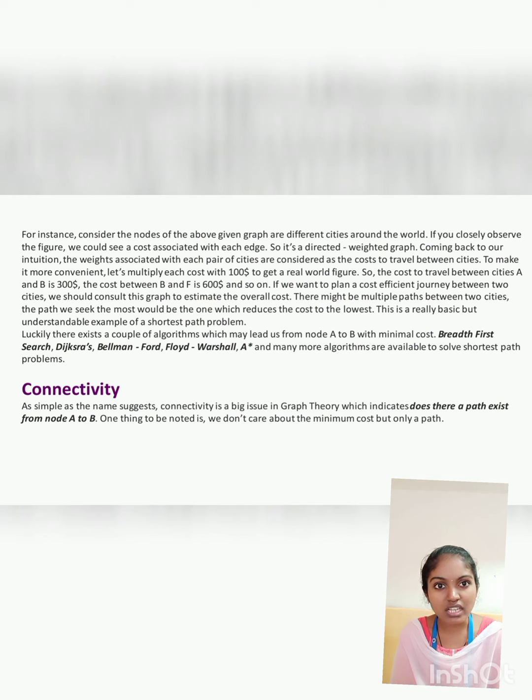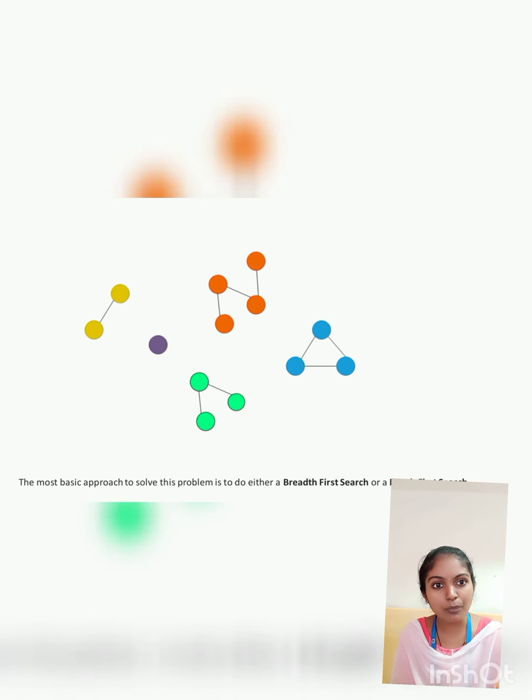Coming to the second one, connectivity. As simple as the name suggests, connectivity is a big issue in graph theory. This indicates, does a path exist from node A to B? One thing to be noted is we don't care about the minimal cost but only a path in connectivity. Now considering the above example, the most basic approach to solve this problem is to do either a breadth first search or a depth first search.